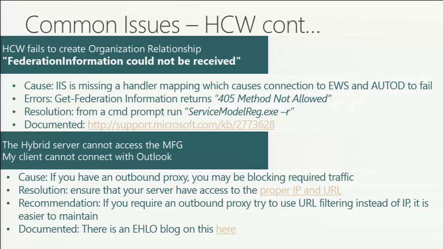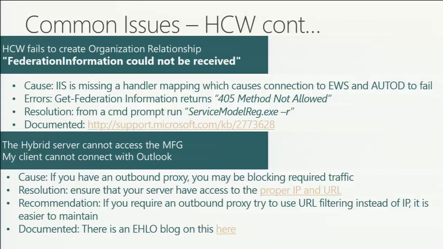The next one is the hybrid server cannot access the Microsoft Federation Gateway. One of the things you need in order to create a hybrid configuration is you need that hybrid server, the one you're running the hybrid configuration wizard from, the one that's doing that logic, to be able to communicate externally. So some people have an outbound proxy configured. That outbound proxy, you need to make sure is configured on the Exchange server with the set-exchange server internet web proxy parameter so that it can communicate out.